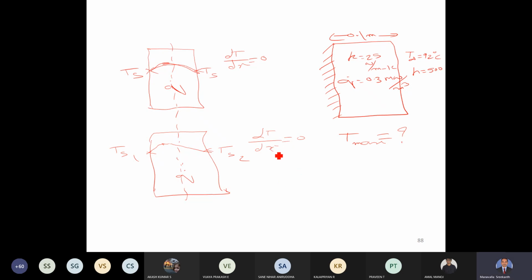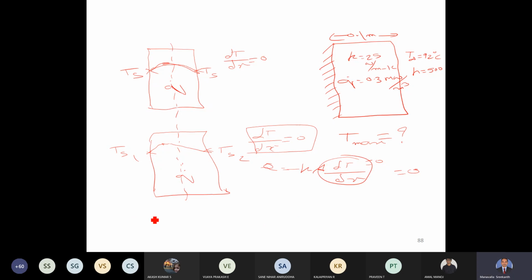So what is the meaning of dT by dx equal to 0? There is no thermal gradient. When there is no thermal gradient, what will happen to the heat conducted Q? Q is equal to minus K A dT by dx, isn't it? If dT by dx is equal to 0, Q will be equal to 0. That means wherever the thermal gradient is 0, it behaves as if the surface is insulated. We don't have to insulate, but wherever the gradient is 0, it is insulated, or wherever it is insulated, the gradient is 0. In our problem, it is insulated, so Q is 0, that means dT by dx should be equal to 0. That is the point which we will be using.